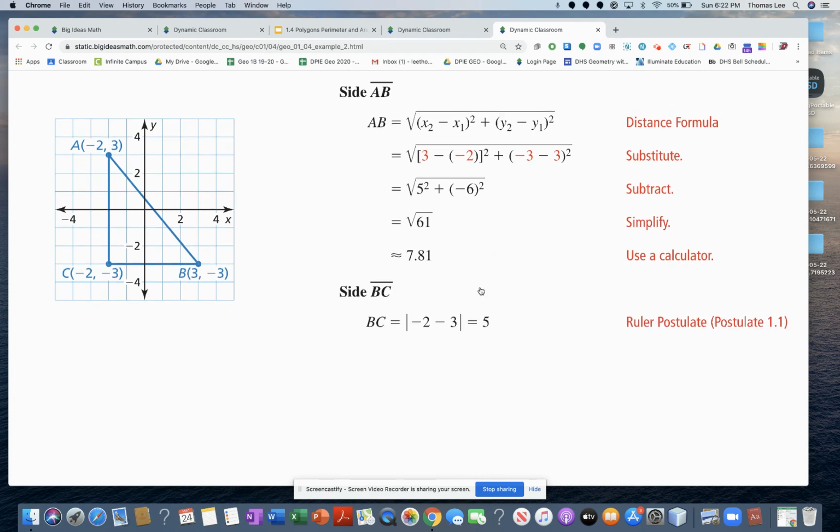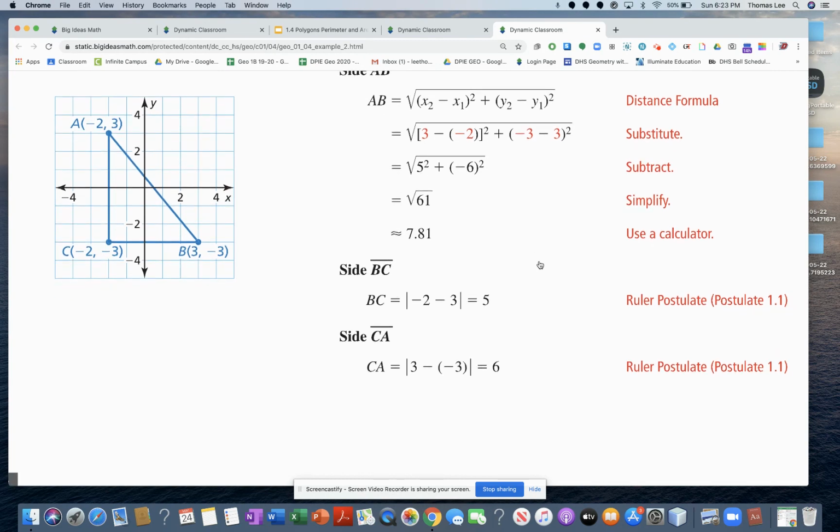Side BC, again, use what the book calls the ruler postulate, just count, okay? And then side CA, again, just count. Then you just add these three dimensions together. So 5 plus 6 is 11 plus root 61. So the answer that I would like to see is 11 plus root 61 units. Okay, but what the book is going to do is they're going to estimate the answer.